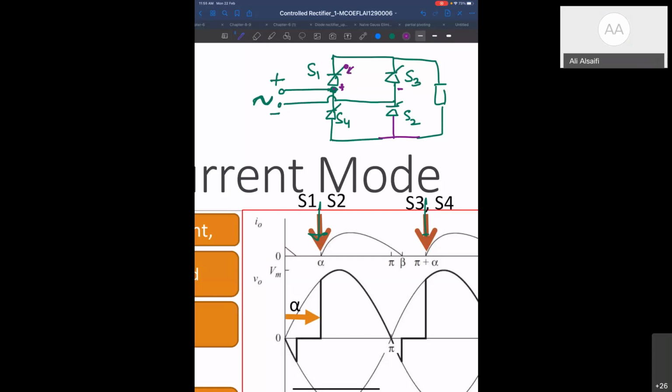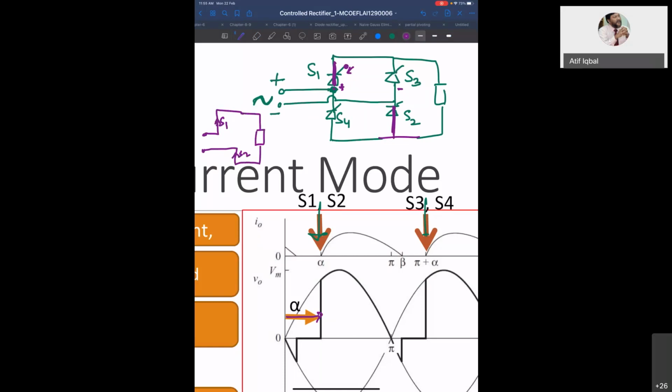So at what instant will you apply the gate pulse? The delay that you are giving is called alpha. Yeah. So at alpha, I will make this conduct. Now, when this is conducting, this will be on and this will be on. So how will the switching look? The switching diagram will look like this. This is my load. This is my S1. And this is my S2. So this is how my switching will look.